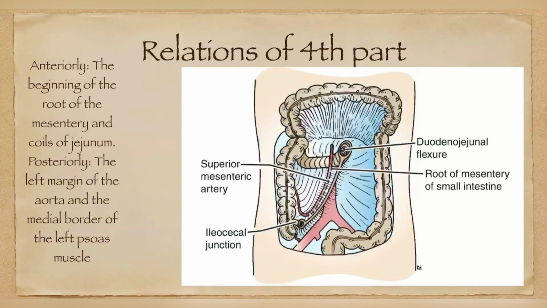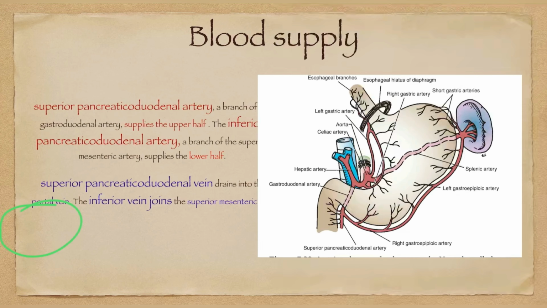About the relations of the fourth part of the duodenum, anteriorly we can see the root of the mesentery, and posteriorly the medial border of the left psoas muscle and the lateral margin of the aorta.